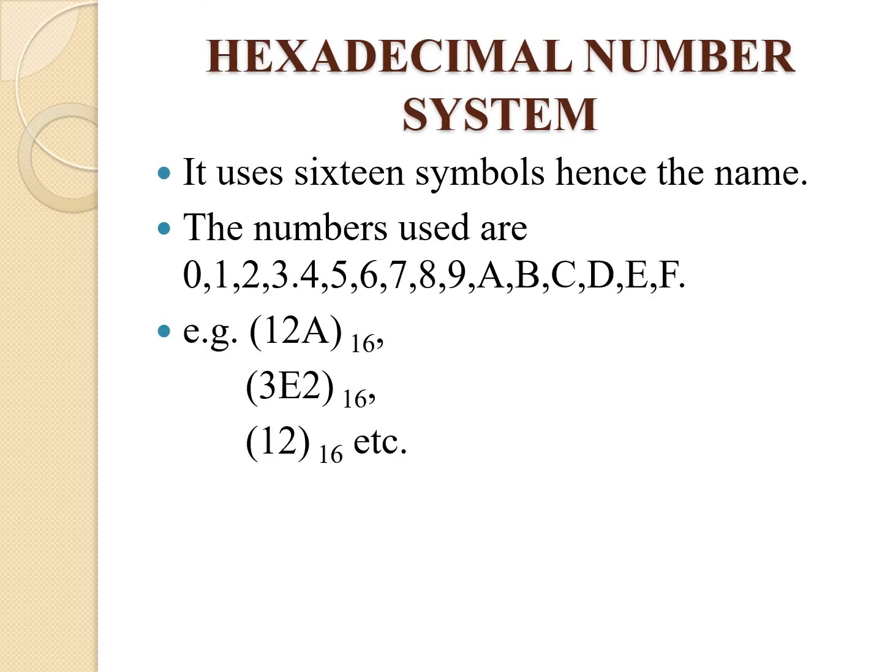The next number system is hexadecimal number system. It uses 16 symbols and hence the name hexadecimal. The symbols used are the digits 0 to 9 and the characters A to F. If you count these, there are a total of 16 symbols. In hexadecimal number system, the base is equal to 16. As given in the examples, you can see 12A base 16, 3E2 base 16, 12 base 16. All these are numbers in hexadecimal number system.